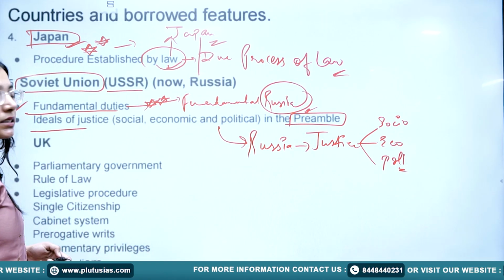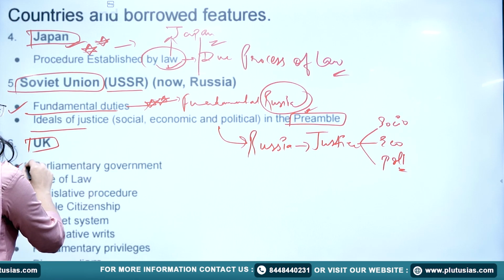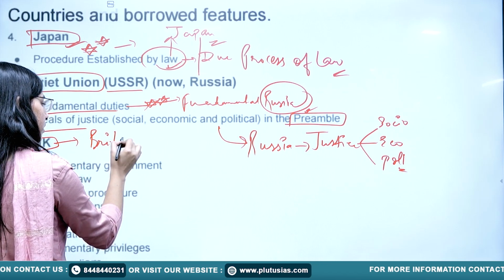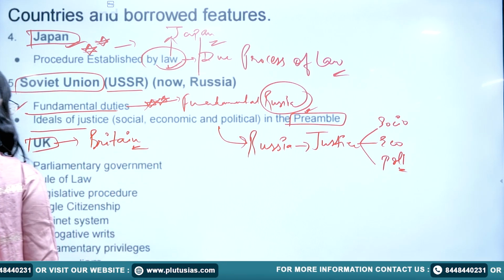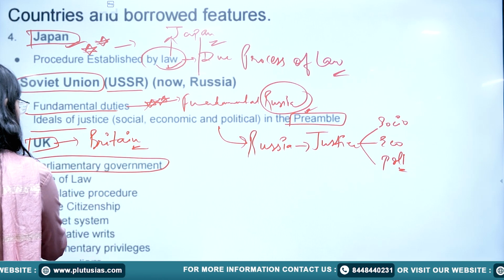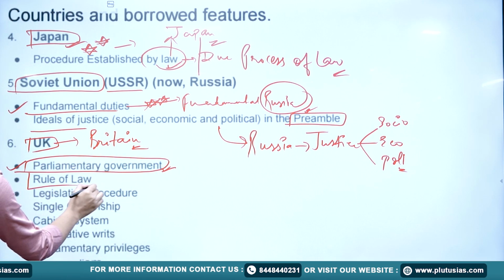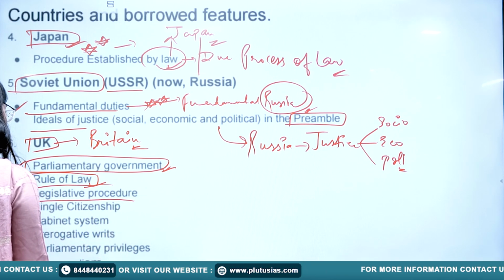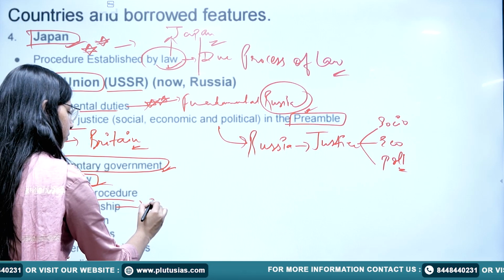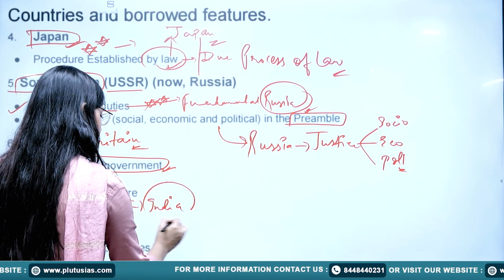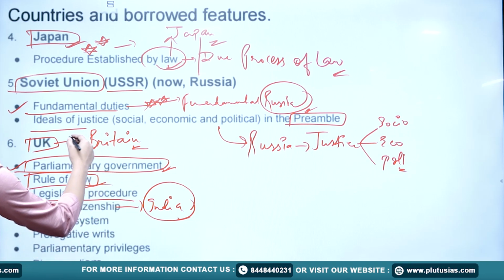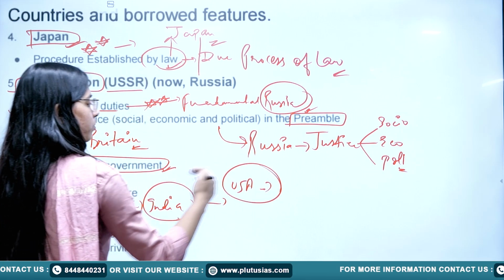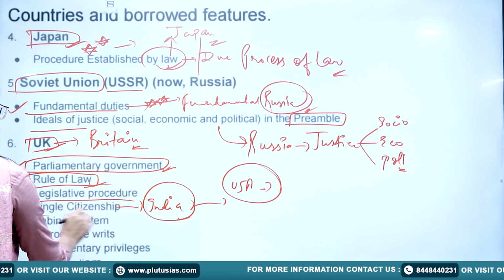Then our sixth country is the UK. From the UK, from Britain, we have taken so many things. What are those features? Parliamentary form of government we have taken from Britain. Rule of law is also taken from Britain. After that, legislative procedure and single citizenship. As we know, in India we have single citizenship. This single citizenship is also taken from the UK. In the USA, you can see double citizenship. So we have not taken from the USA, we have taken from the UK. That's why we have single citizenship.